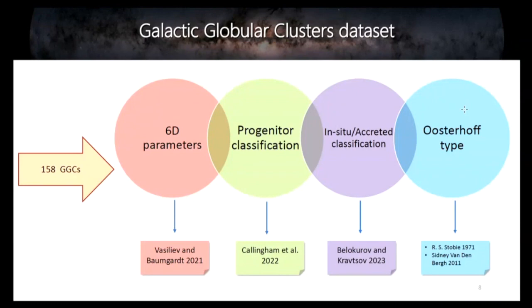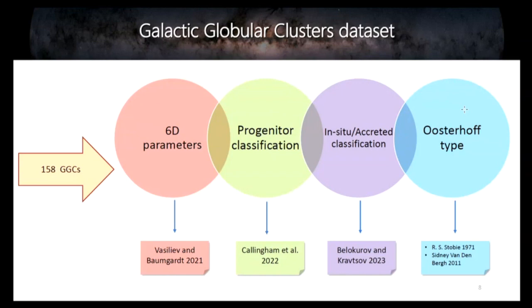The first part of my project is about the RR Lyrae inside the globular clusters. My dataset is made up of 158 globular clusters. The first information that I take is the 6-dimensional parameters to calculate the integrals of motion. This information I take from Vasiliev and Baumgardt.